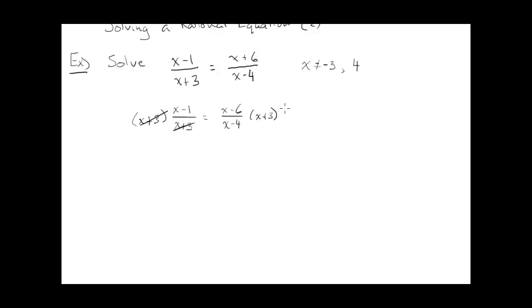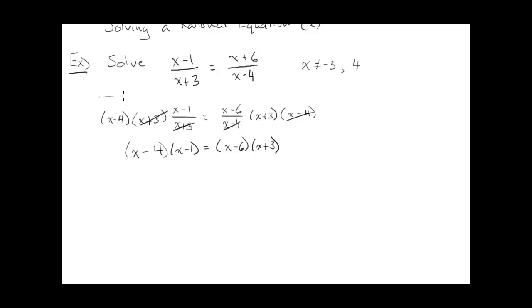I also have an x minus 4 on this side, so I'm going to multiply both sides by x minus 4. And then the x minus 4's will cancel out there. So I have x minus 4 times x minus 1, and then x minus 6 times x plus 3. So notice I went from this to this by multiplying both denominators on both sides of the equation.